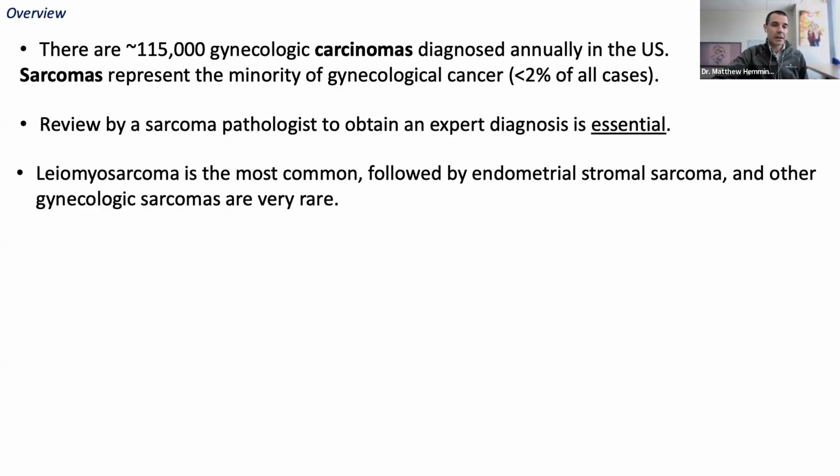In thinking about gynecologic sarcomas, leiomyosarcoma is far and away the most common, about 60% of gynecologic sarcomas. This is followed by endometrial stromal sarcoma, which is roughly 20% of gynecologic sarcomas. And other sarcoma subtypes are fairly rare.